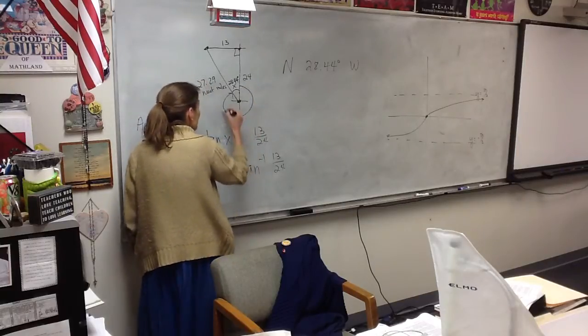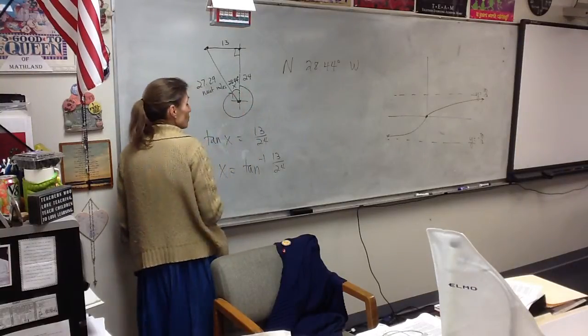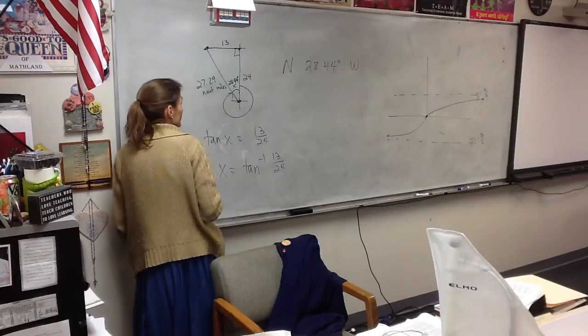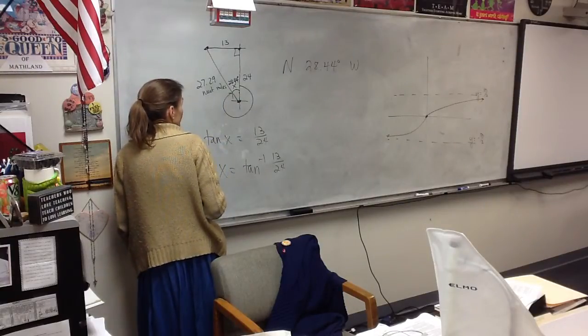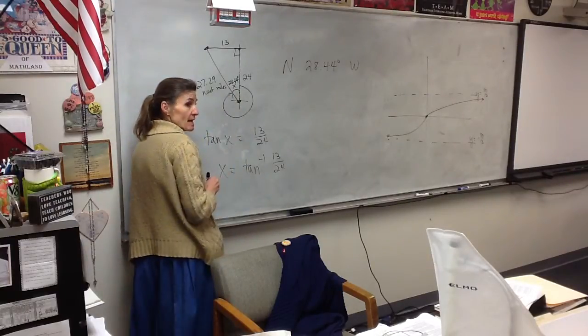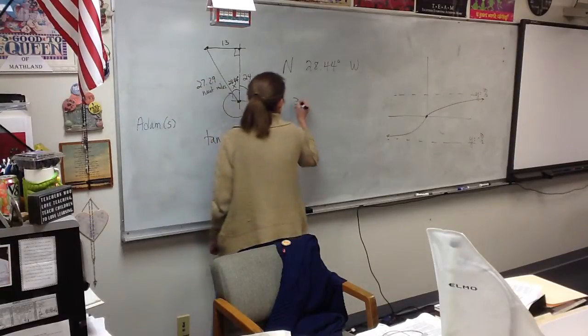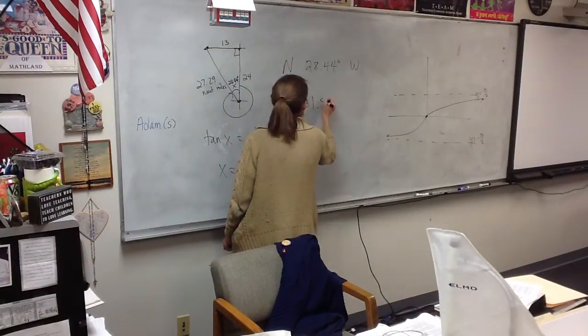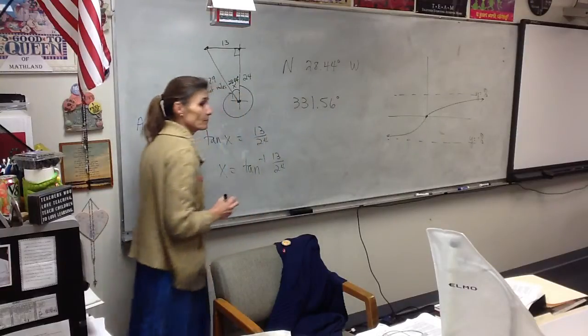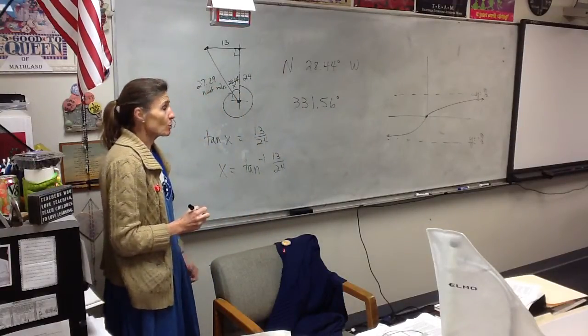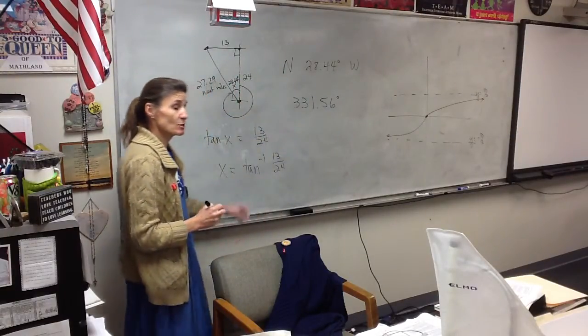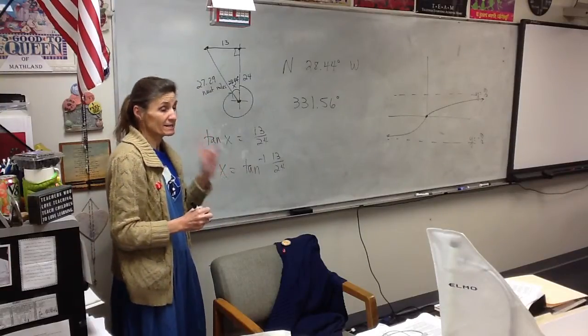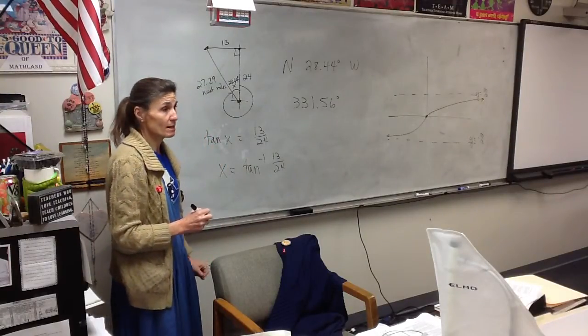Or I could name this angle, which would be what? What would this angle be? 360 minus that? 331.56. So 331.56, did I subtract right? Yeah. So either one of those would be acceptable answers. 28.44 is not an acceptable answer all by itself.